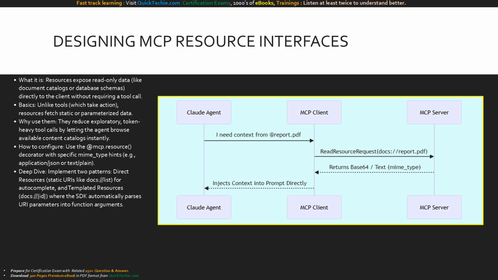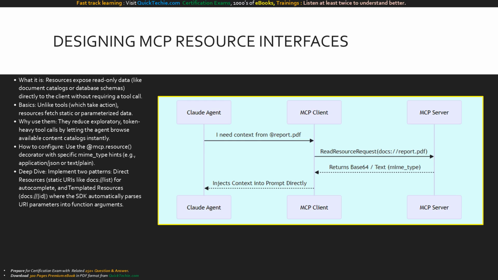A templated resource uses dynamic parameters in the URI, like docs/{ID}, which the FastMCP SDK magically extracts and injects straight into your Python function arguments. This sequence diagram details the resource fetching flow.